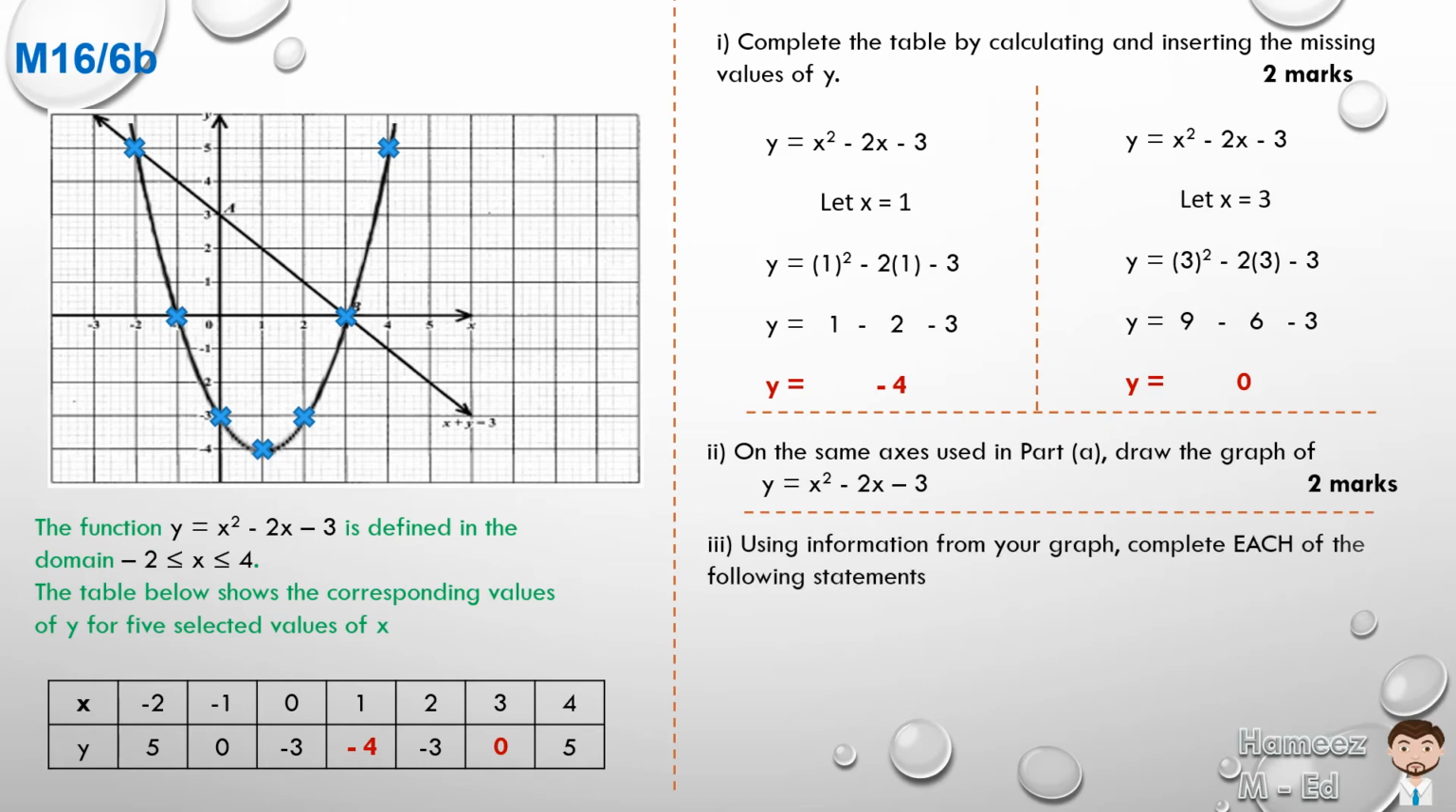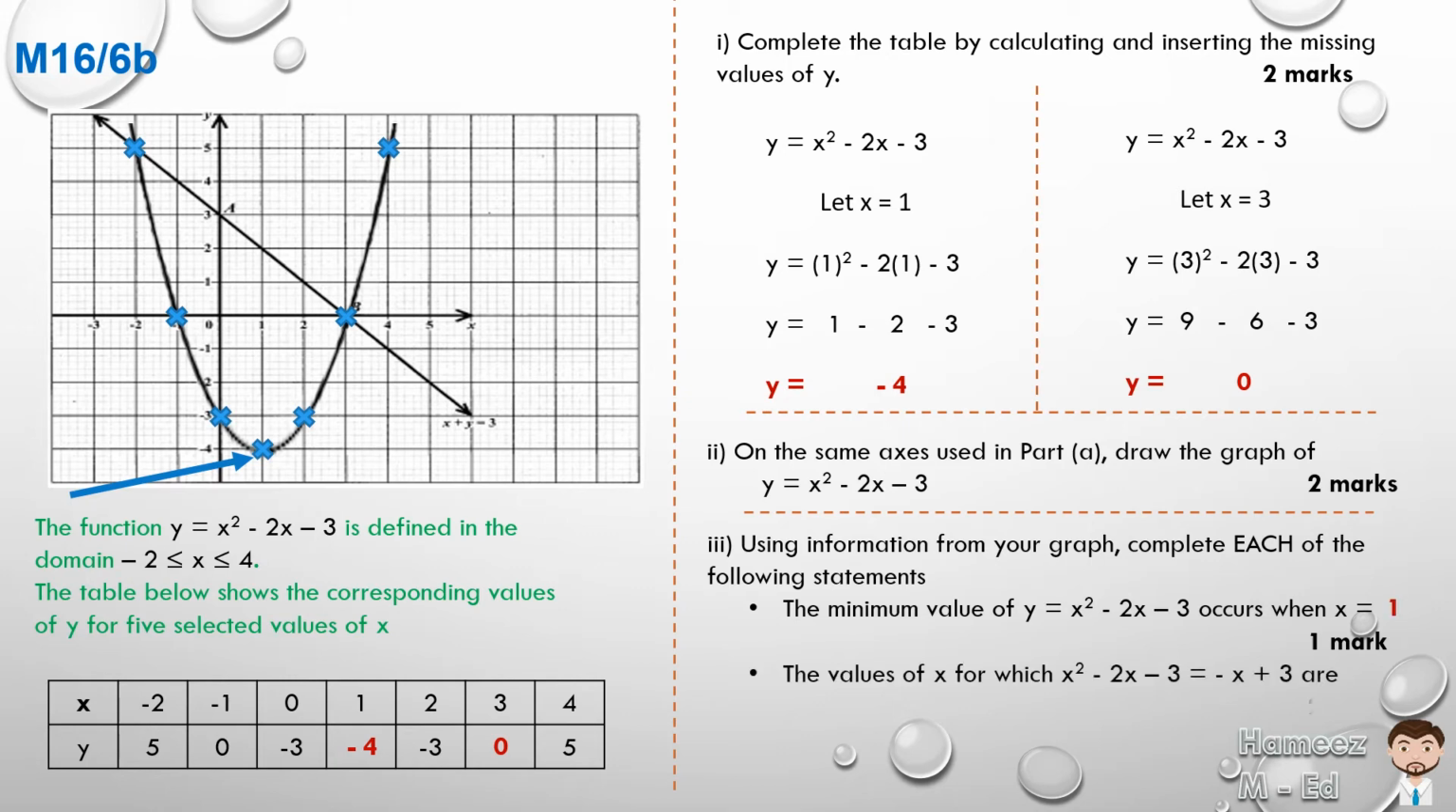Part 3. Using information from your graph, complete each of the following statements. The minimum value of y equal to x squared minus 2x minus 3. That means the parabola that we just drew, the minimum value of it occurs when x is equal to, and you can easily identify, let's put a blue arrow to show us where is the minimum value. It occurs when x is equal to 1.